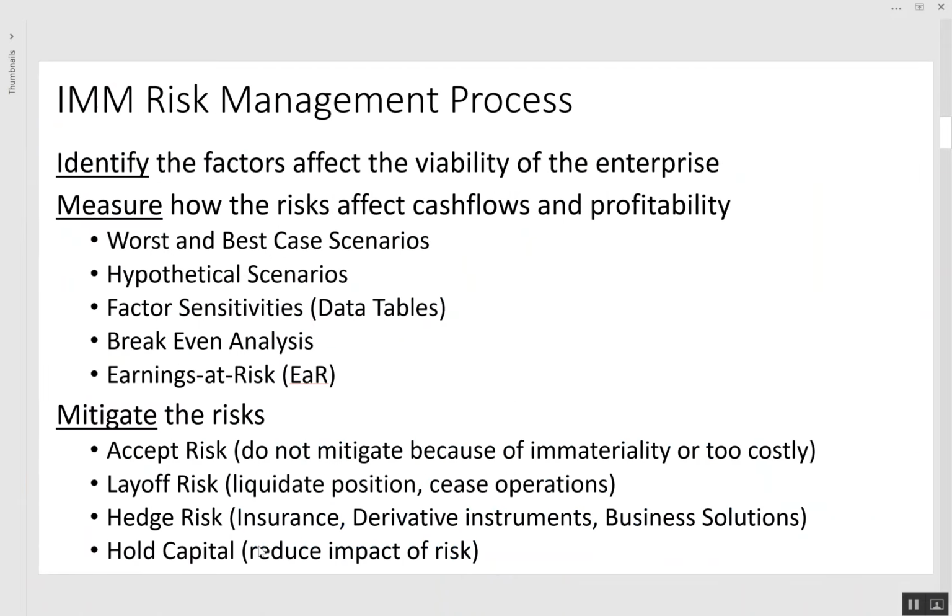Now what we're doing here is following a risk management process. And a common way of thinking about risk management, financial risk management, is identify, measure, and mitigate. So we've now identified through this analysis the factors that affect the viability of our enterprise, the gold mine. And those are gold prices, fuel prices, and the weather. We've measured how the risks affect the cash flow and profitability. We've done a worst case and best case. We've done some scenarios. What we're going to do now is some sensitivities, some break-even analysis, and earnings at risk. And later, in another topic, we'll talk about how we can mitigate the risk after we've identified and measured them.